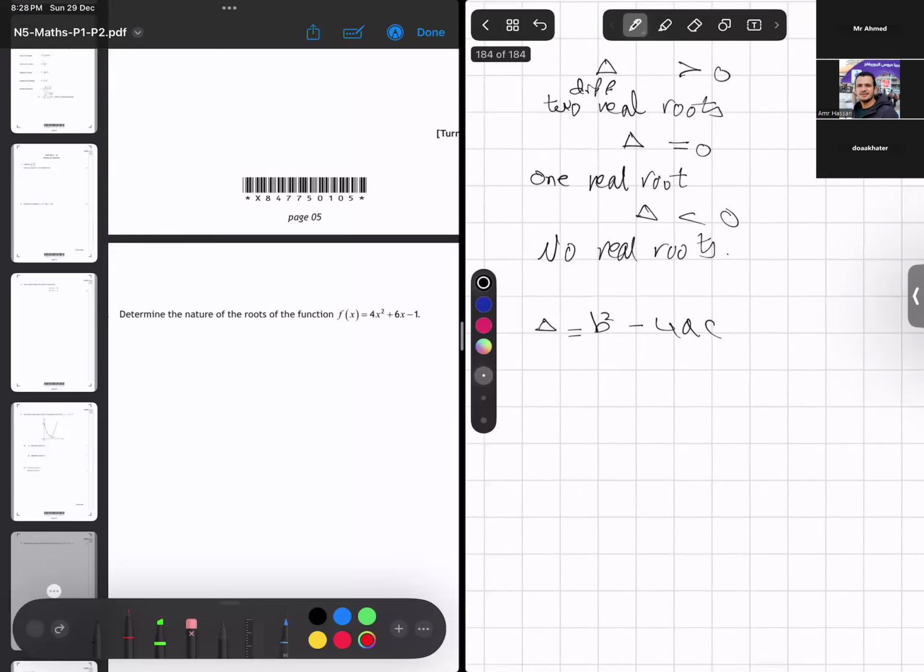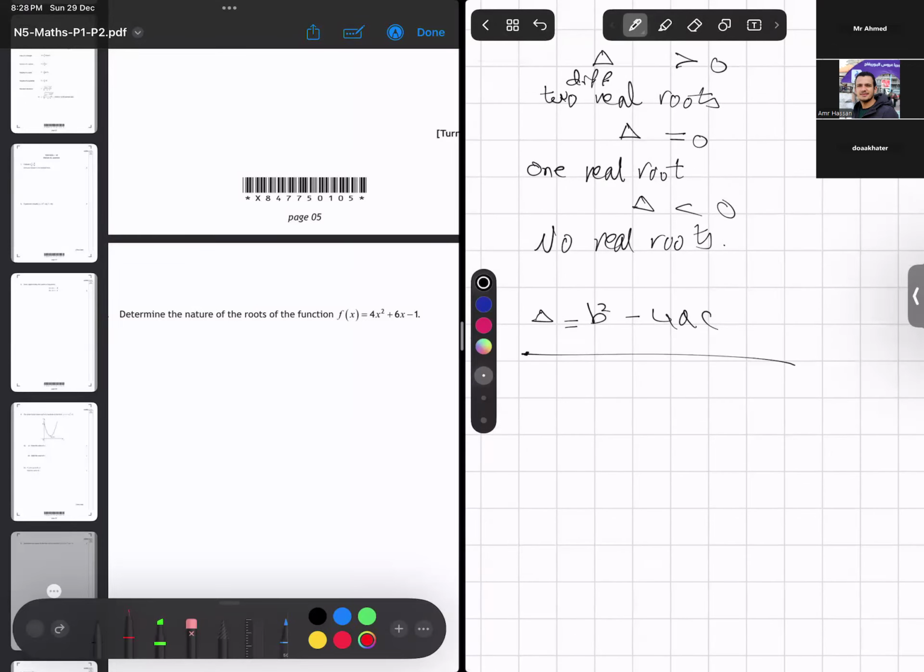Okay, let me do it. I'm waiting for you. So let me write down the equation. We have 4x squared plus 6x minus 1, which equals 0. What does A stand for? 4. What does B stand for? 6. What does C stand for? Minus 1. Yeah, right.